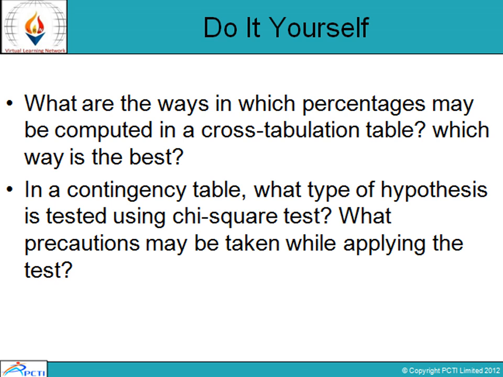There are two exercises that need to be done. What are the ways in which percentages may be computed in a cross tabulation table? Which way is the best? In a contingency table, what type of hypothesis is tested using the chi-square test? What precautions may be taken while applying the test?